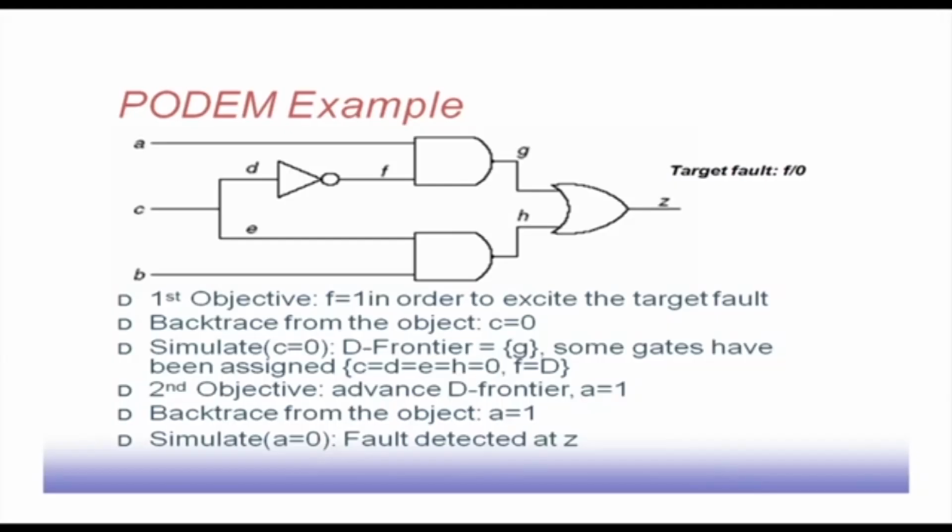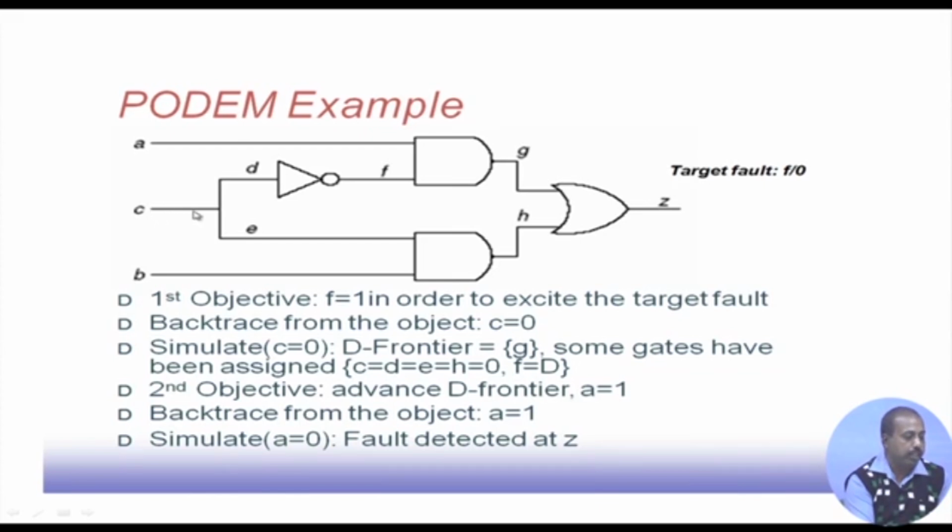For example, in this particular circuit, the target fault is f stuck at 0. So, the first objective will be to set f equal to 1, because to achieve the target fault, the line f should be set to 1. If we backtrace from this point, we come to the point C. The backtrace routine generates another objective, which is C to be set equal to 0. Since it is a primary input, it can be easily set to 0.